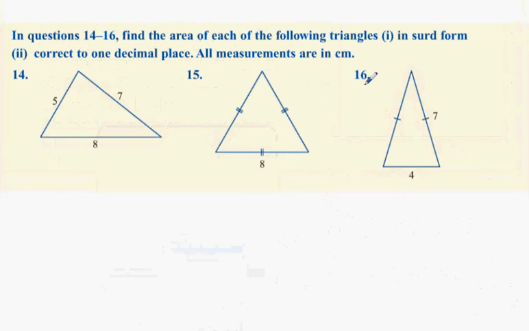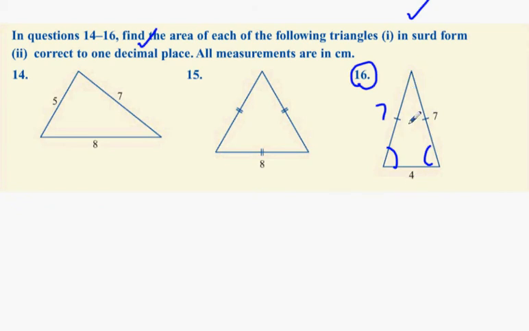Which one was it? 16 or 15? 16? Okay. Find the area of each of the following triangles, in surd form, and correct to one decimal place. Well, this is an isosceles triangle. What this line here means is that they're the same length. It's 7, 7, and 4.